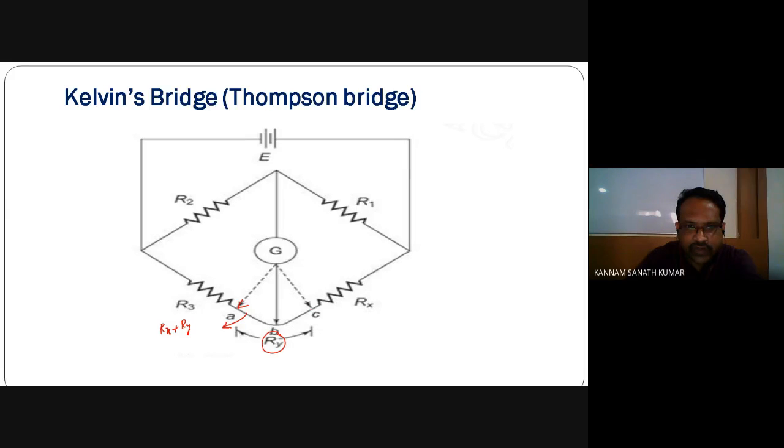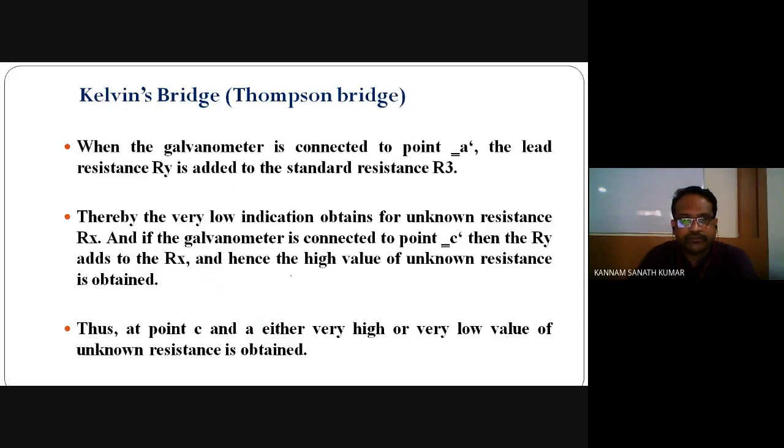When the galvanometer point is connected to point A, you are getting a large amount of resistance. When it is connected to point C, you are getting a small amount of resistance, because Ry is added to R3. So in order to balance this bridge, the galvanometer contact is connected to point B, so that the resistance is divided equally, Ry by 2 and Ry by 2.